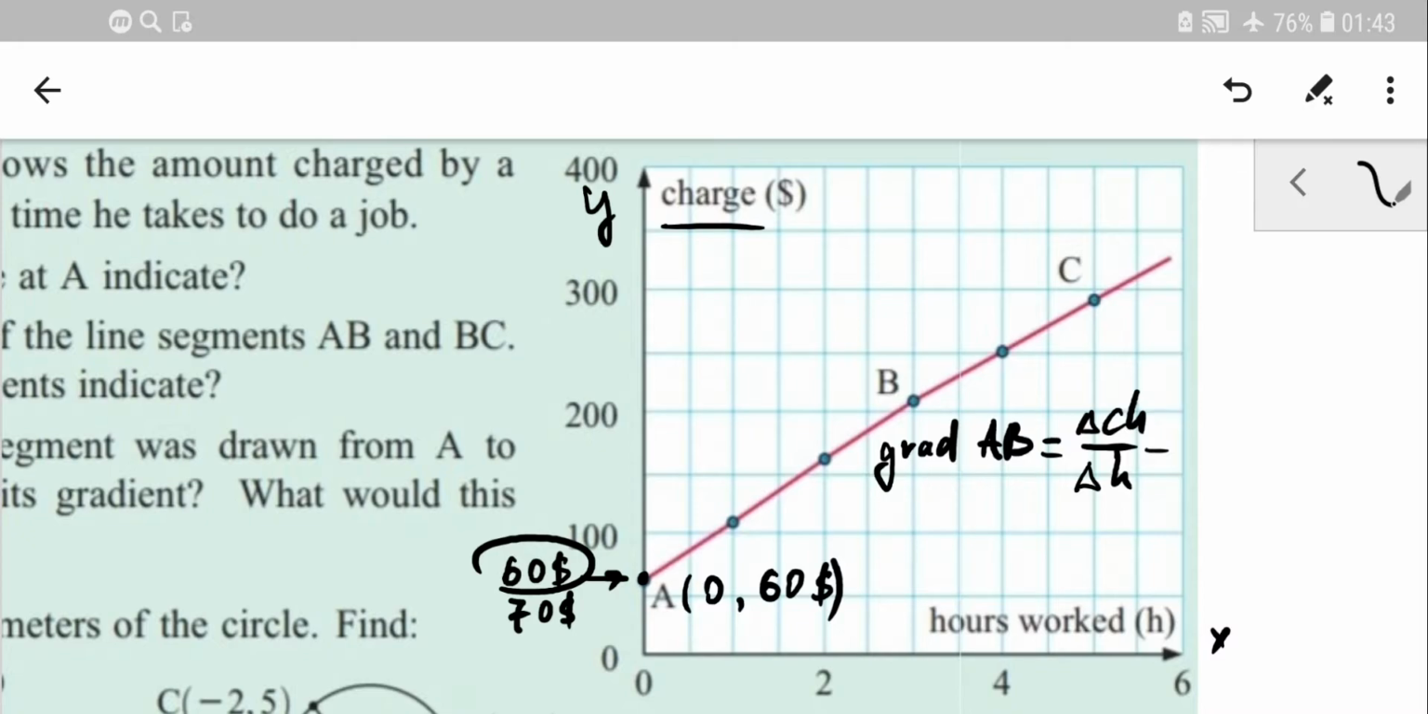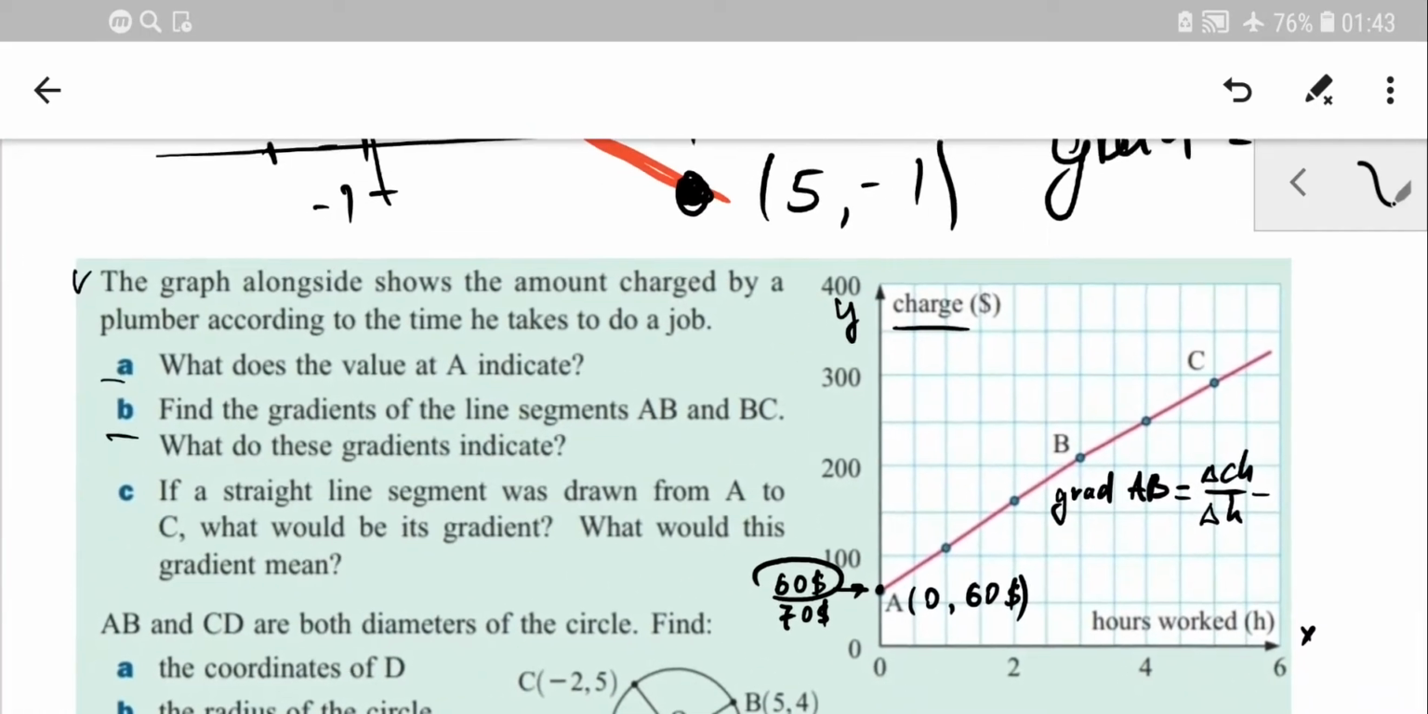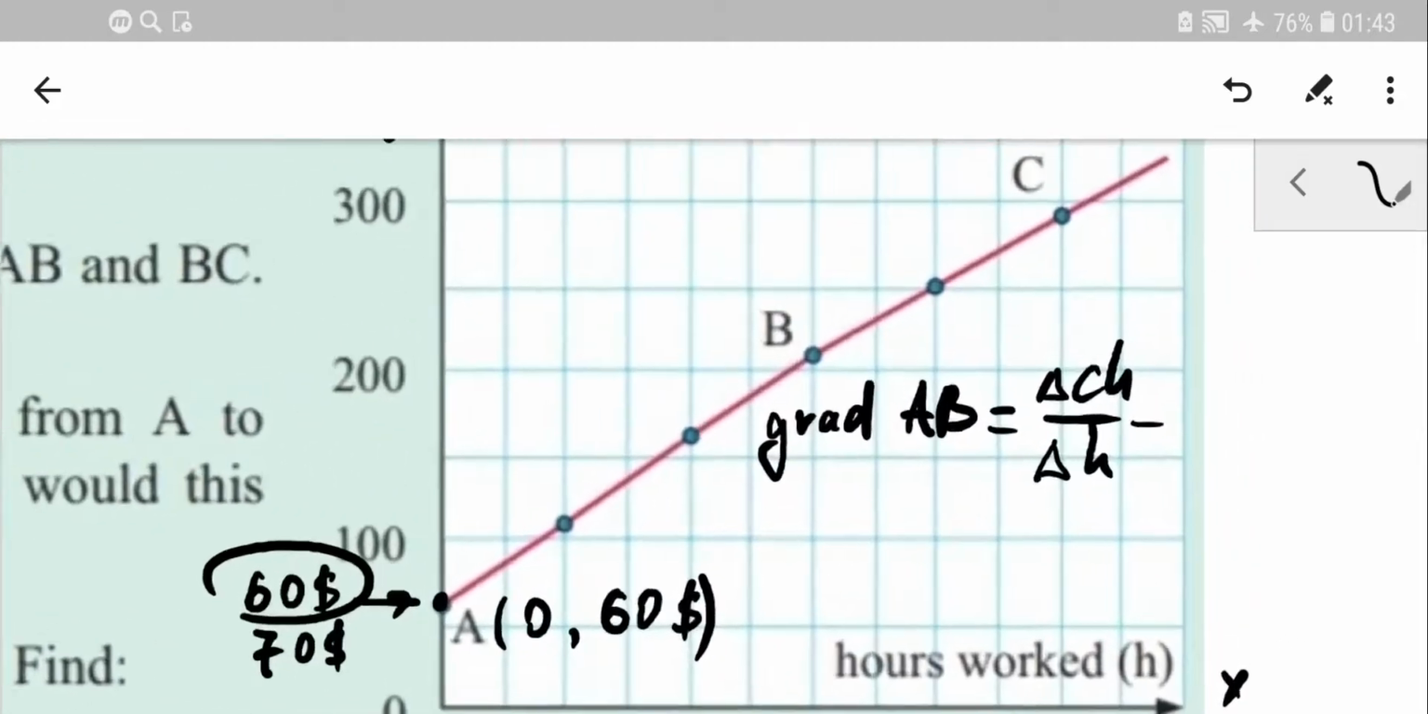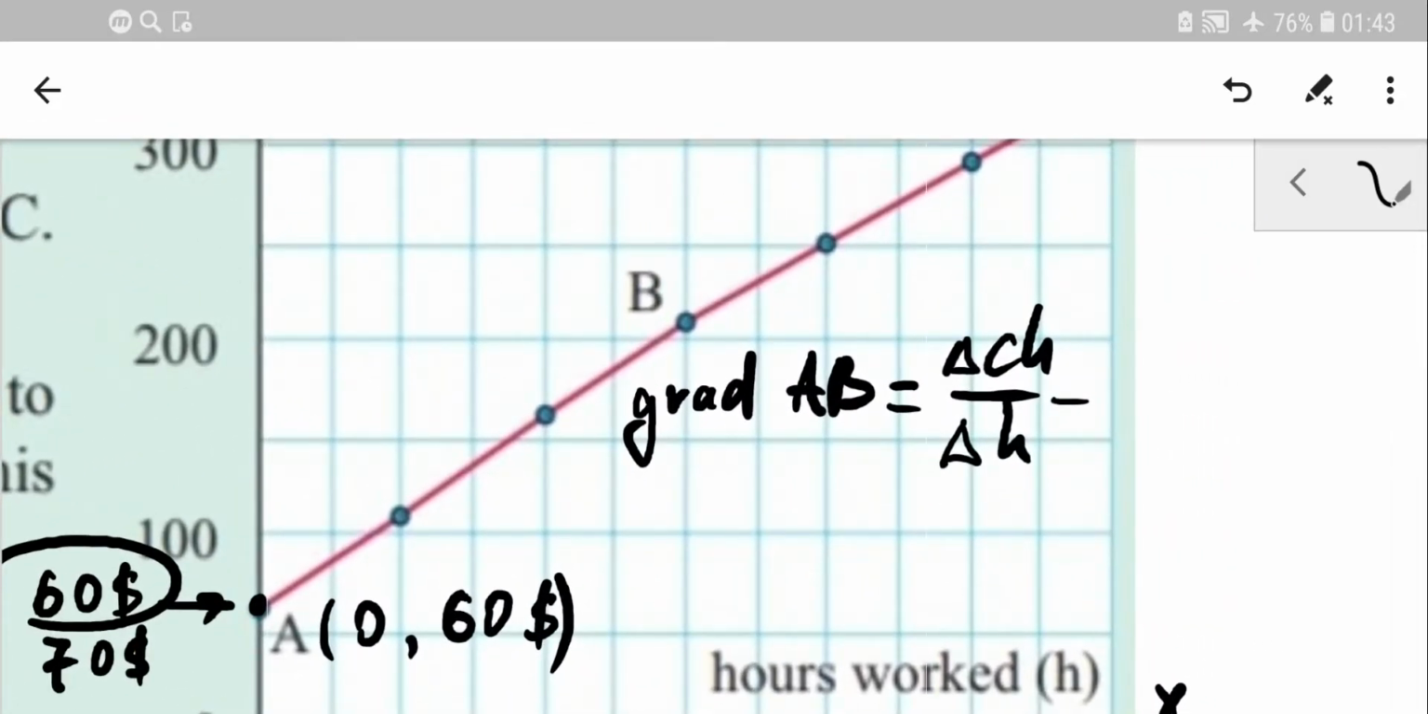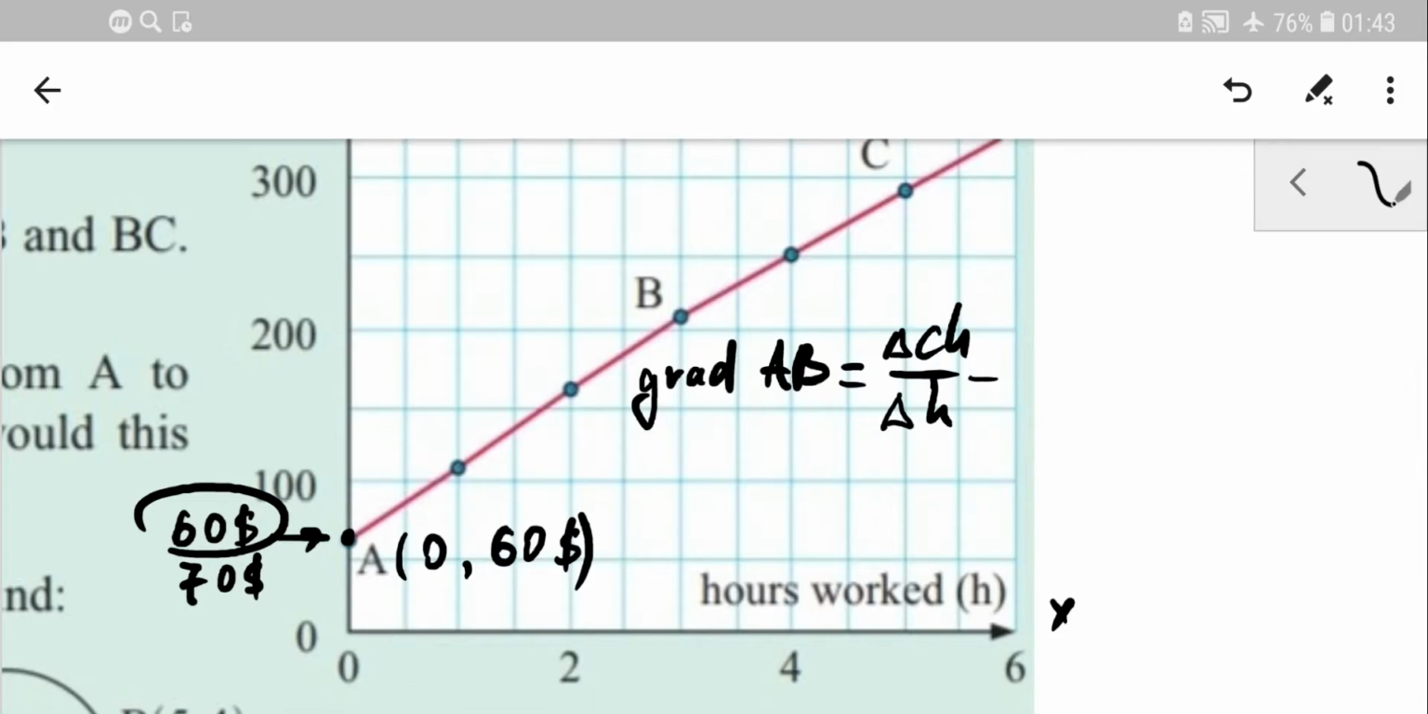In order to define the gradient, we need to take point B and find its coordinates. We're not told B's coordinates, so we need to determine them. Roughly, I can say 3 hours for x, and what about y? Roughly, it's not 250, but very close, let's say it's 210.